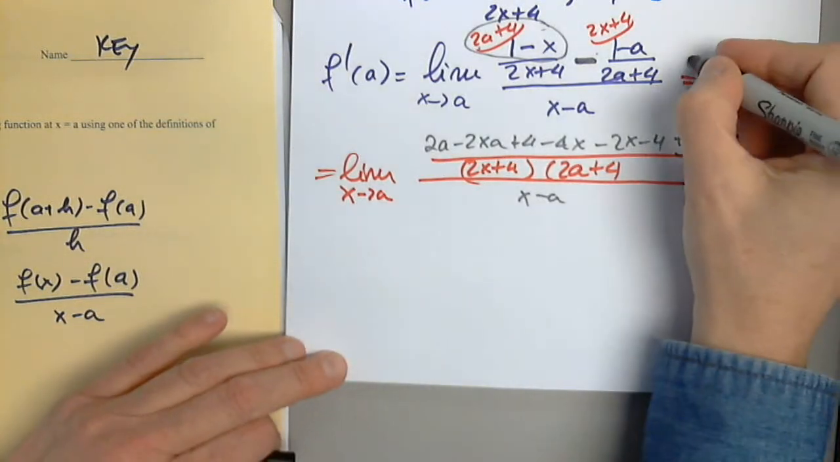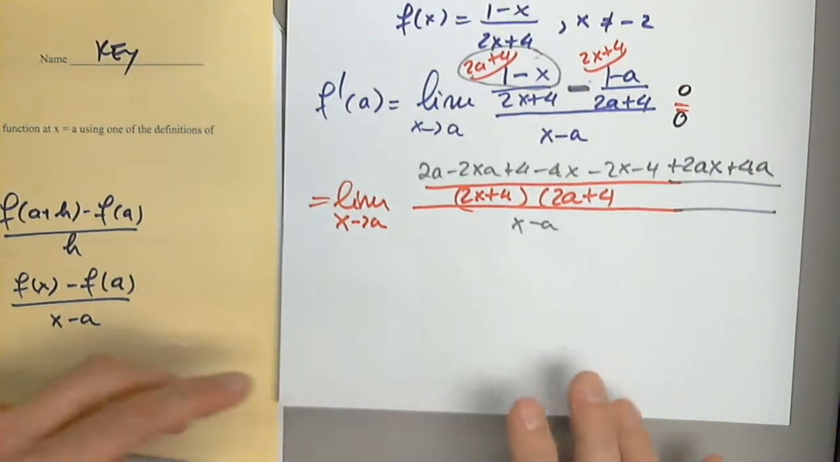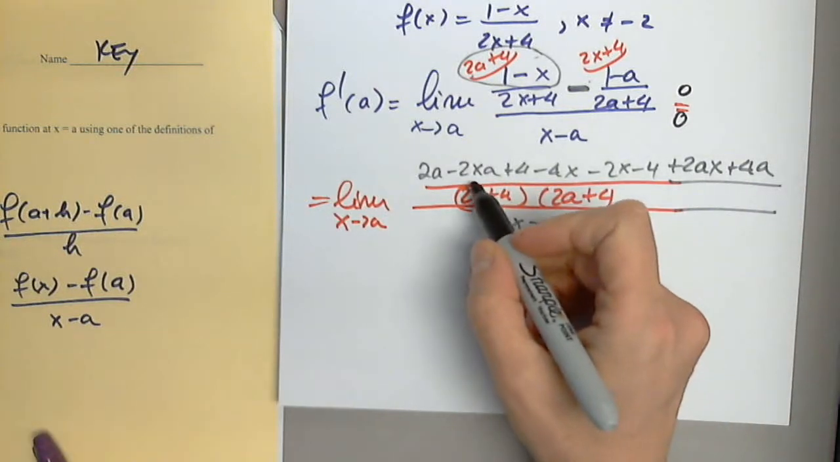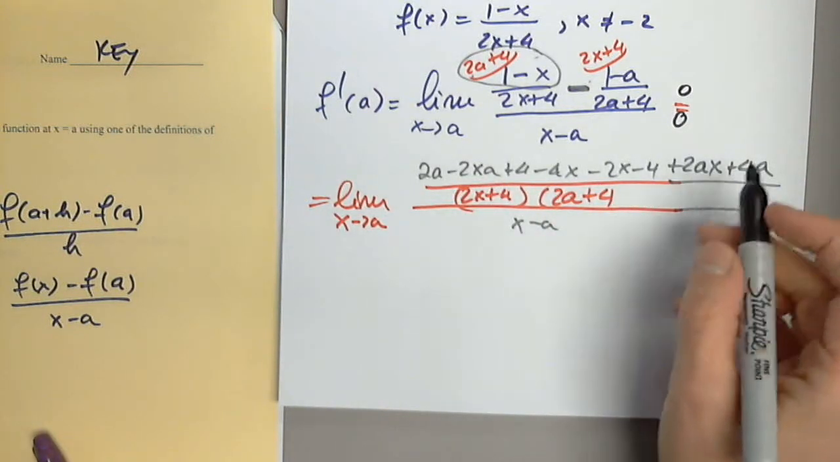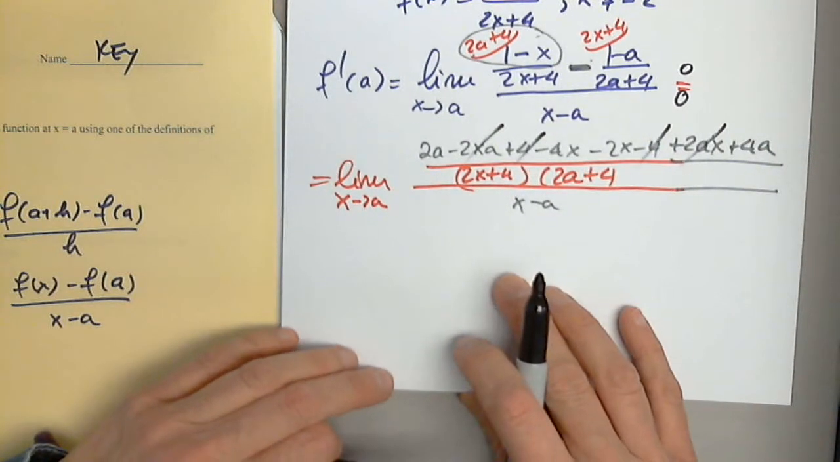I didn't ask, but of course this must be 0 over 0, right? And what do you expect to get rid of? Of course, x minus a is the problem here. That creates 0 over 0. Perfect. So let's see what is left. The negative 2xa and the positive 2xa go away. The positive 4 with the negative 4 go away.